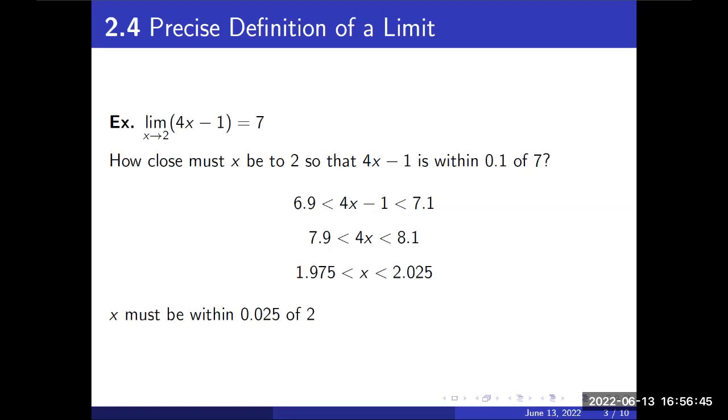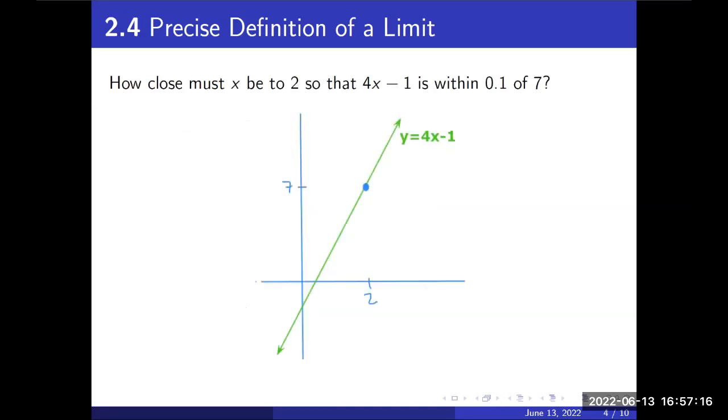If you think about that, how close to 2 does x need to be to fall within there? X needs to be within 0.025 of 2. It could be up to that large in either direction, above 2 or below 2, 0.025. All right, doesn't seem so bad. Let's take a look at that in a drawing. What would that look like in a drawing?